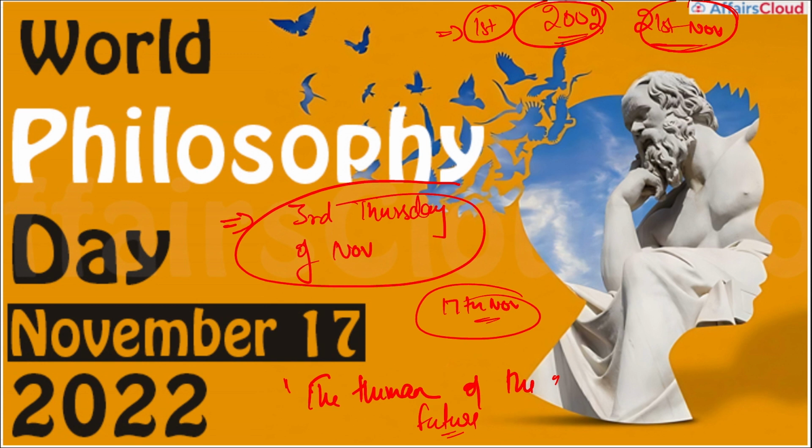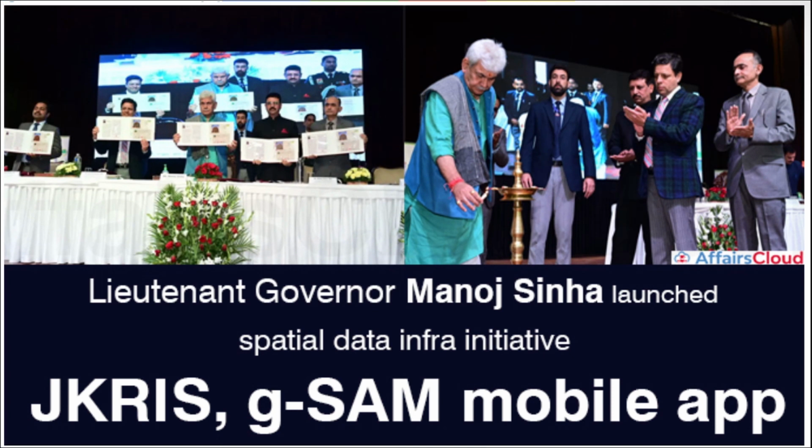Next, and remember, this is observed by whom? Which organization? It is observed by UNESCO. Where is the headquarters of UNESCO? UNESCO is in Paris. Next, remember, Lieutenant Governor Manoj Sinha, Lieutenant Governor of which region? Lieutenant Governor of Union Territory Jammu and Kashmir. As we know, a Lieutenant Governor is in a Union Territory.